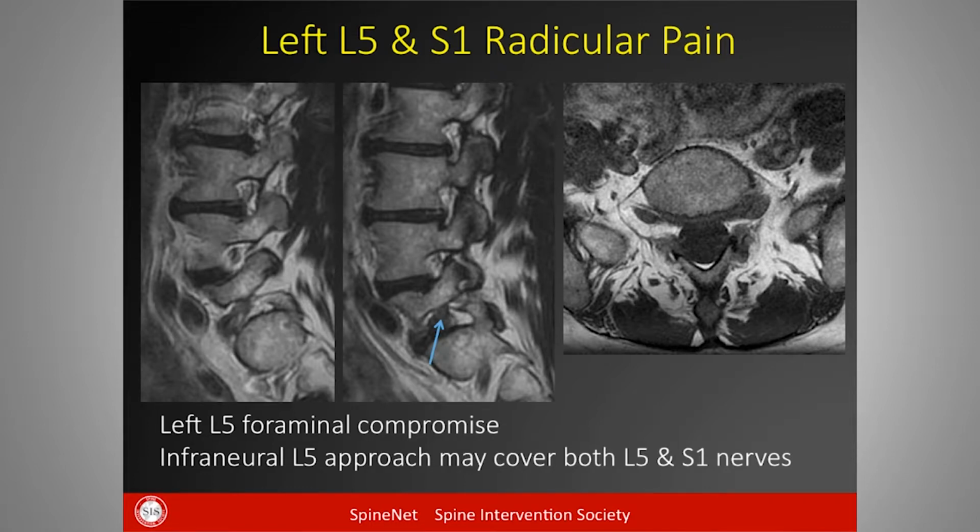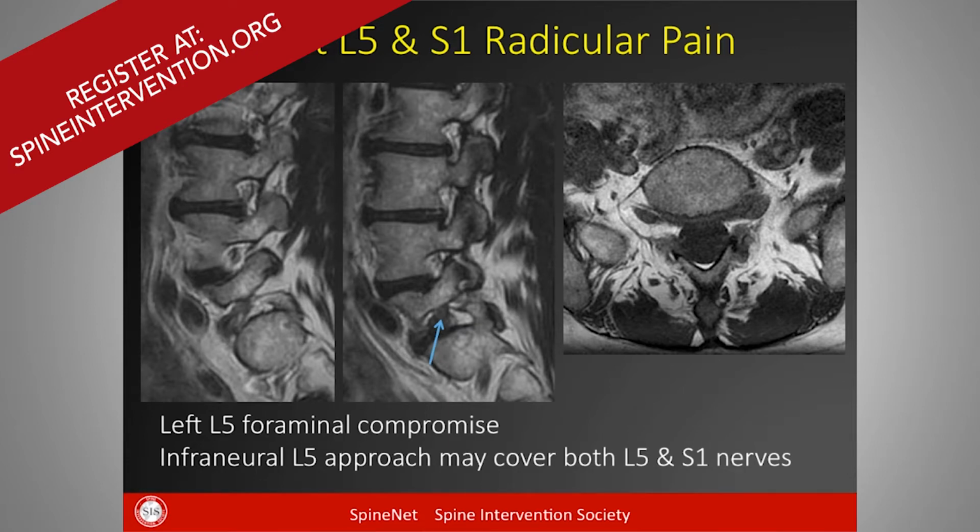Here it looks like an L5 infraneural approach might cover both the L5 and S1 nerves. There's ample fat in that position, and the thecal sac is not at risk. So let's do it.